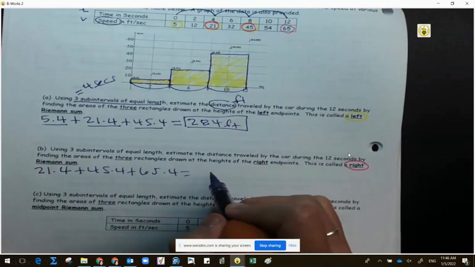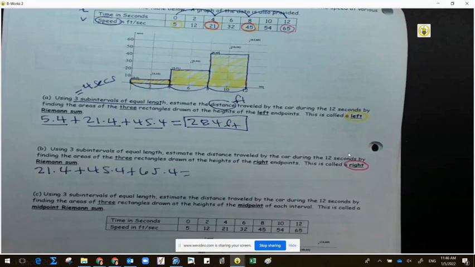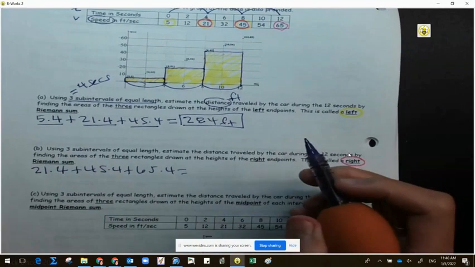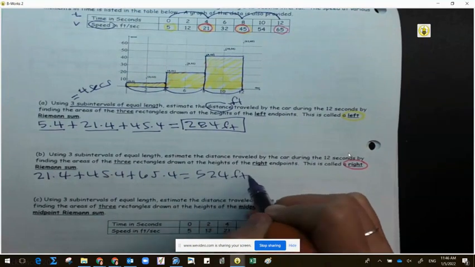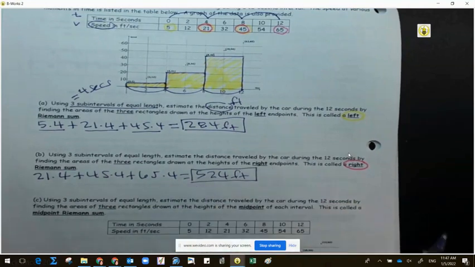It has to be a lot bigger than 284 because the right number is bigger. 434? 524. Off by almost 100, right?